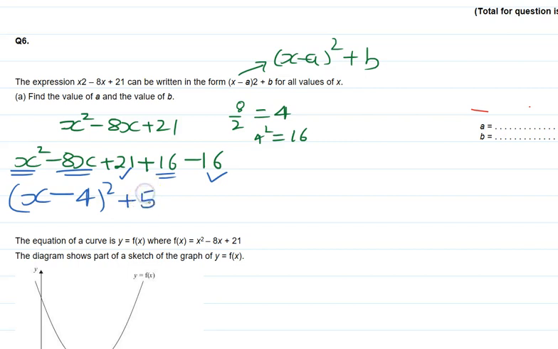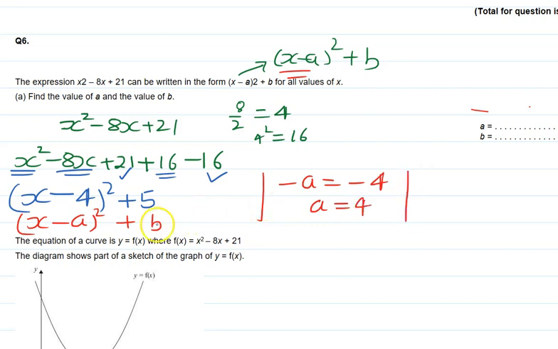So 21 take away 16, that is plus 5. If you compare this with the given form, that is x minus a whole square plus b. Most of the students write down a equal to minus 4. My suggestion is always compare with the sign, so we'll never be wrong. So here minus a is equal to minus 4, so it means a equal to 4. Similarly, plus b equal to plus 5, so b is 5. So our first answer is a is 4 and b is 5. Okay, nice and easy. Now let's move to the second part.